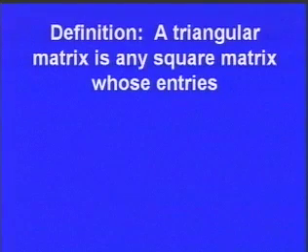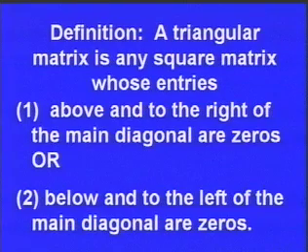Next, we need a definition. A triangular matrix. Sounds crazy, doesn't it? A triangular matrix is a square matrix whose entries either above and to the right of the main diagonal are zeros, or below and to the left of the main diagonal are zeros.